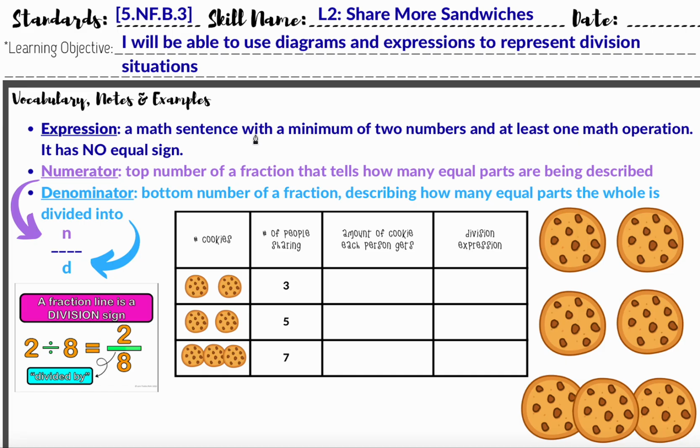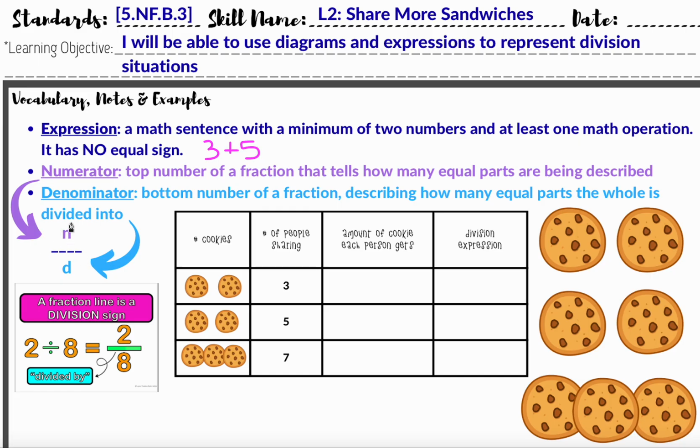And this one does not have an equal sign. So for example, if I have 3 plus 5, that will be a math expression. It does not have an equal sign. Okay, it has two numbers, no equal sign. So that's an expression. Once you get to the equal sign, that will be an equation. So that's basically just a math expression.